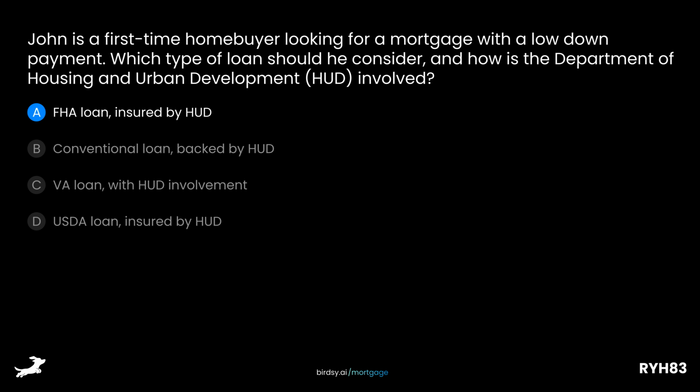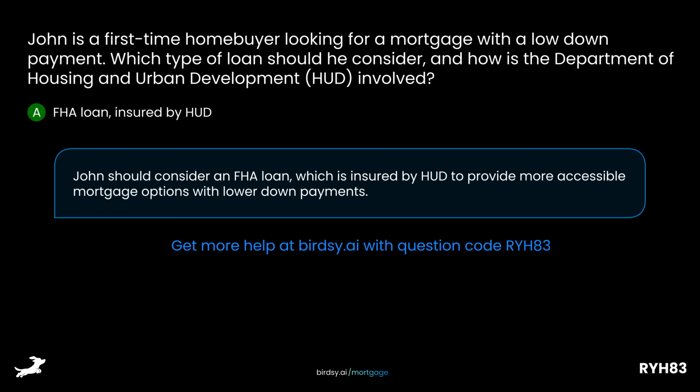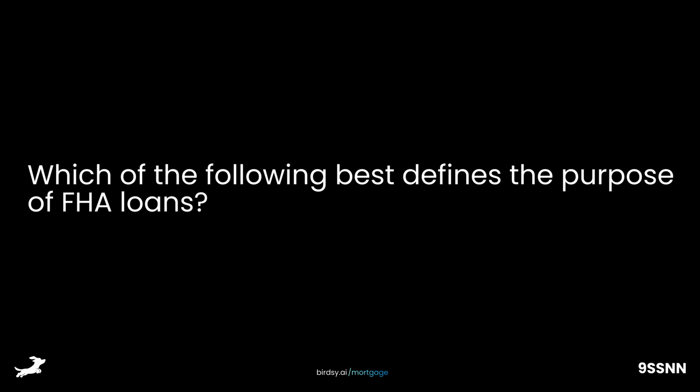Is it A, Federal Housing Administration loan insured by HUD, B, conventional loan backed by HUD, C, U.S. Department of Veterans Affairs VA loan with HUD involvement, or D, U.S. Department of Agriculture USDA loan insured by HUD? The answer is A, Federal Housing Administration FHA loan insured by HUD. John should consider an FHA loan, which is insured by HUD, to provide more accessible mortgage options with lower down payments. Which of the following best defines the purpose of FHA loans?